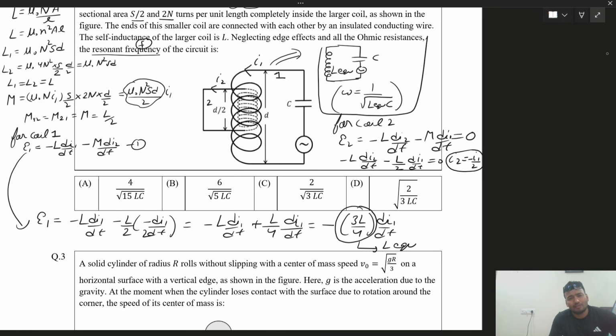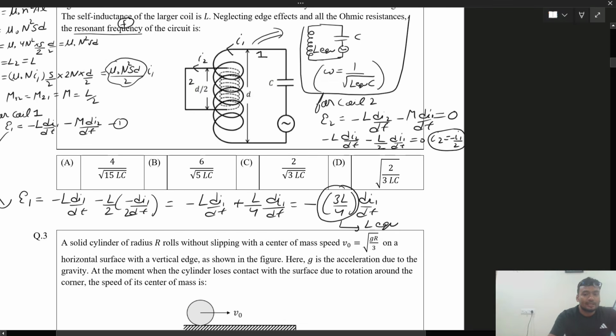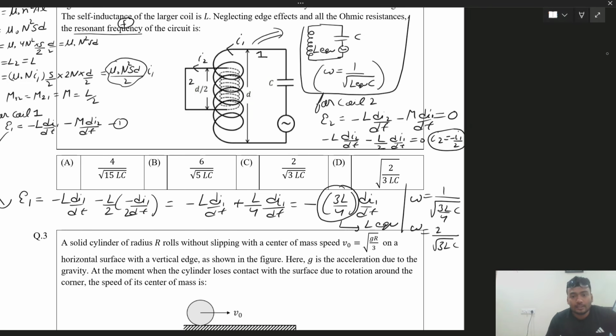On the basis of Lenz's law it will oppose it, right? So you have only one inductor in the circuit, that coil number 1, but because of the presence of coil 2, its action is getting affected. So what is that new effective value of inductance shown by coil 1? 3L by 4. This will finally appear in the circuit, right? So that is like L equivalent. So the value of omega is 1 by root of 3L by 4 into C. So omega is 2 by root 3LC. That is option number C.